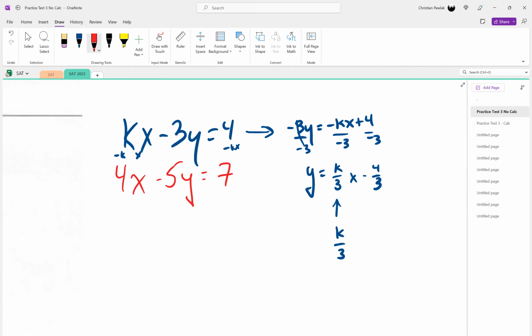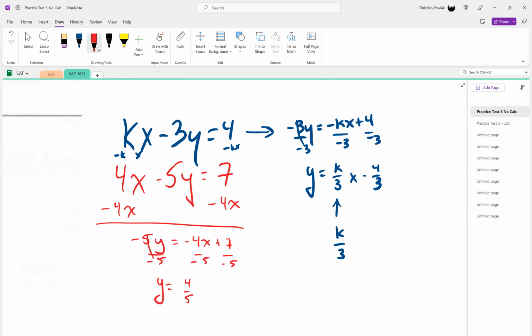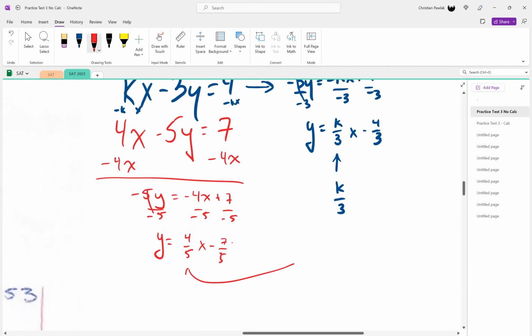If I do the exact same thing with the red one, subtract 4x from both sides. Then I get negative 5y equals negative 4x plus 7. And then divide all three sides by negative 5. I get y equals positive 4 over 5, because two negatives divided by each other give me a positive, x minus 7 over 5. And then the slope of this one is 4 over 5.